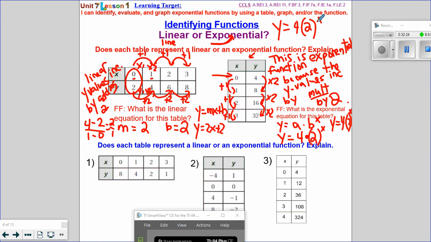Go ahead and do the 3 that are on the bottom, and basically just say if it's linear or exponential, and explain. Press pause now.